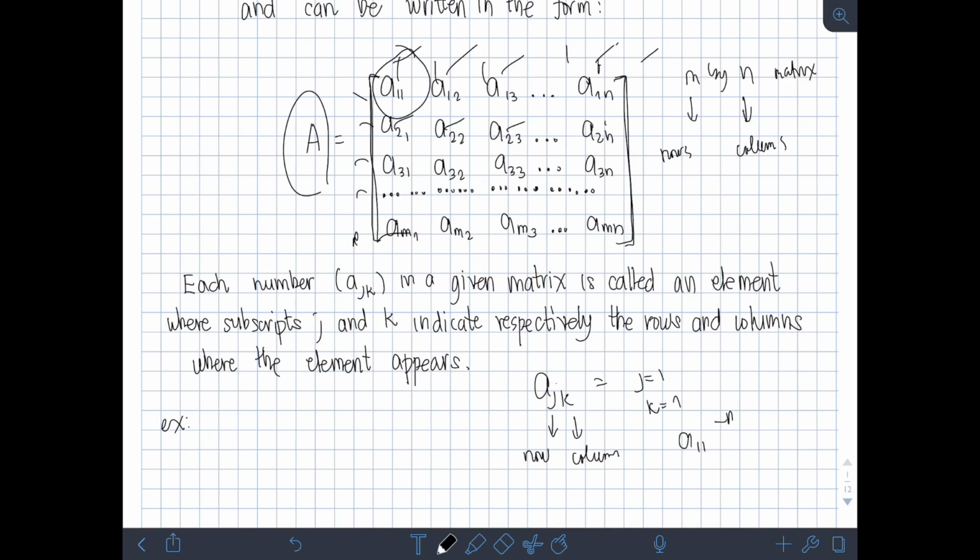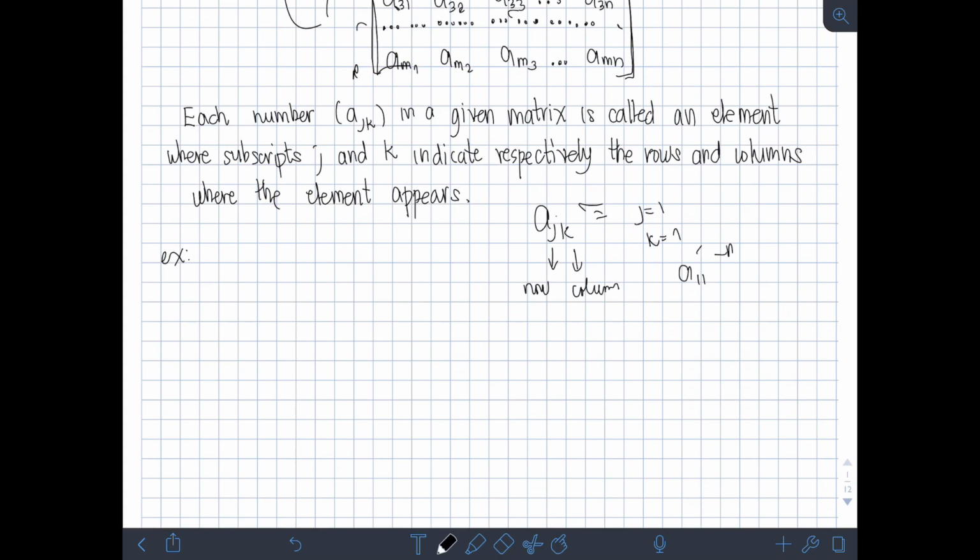Meaning, malolocate mo yung element na to kapag pumunta ka doon sa first row ng matrix as well as first column, yung intersection ng first row tsaka first column, which is itong A11. Okay? So, lahat ng element may designation na ganito.